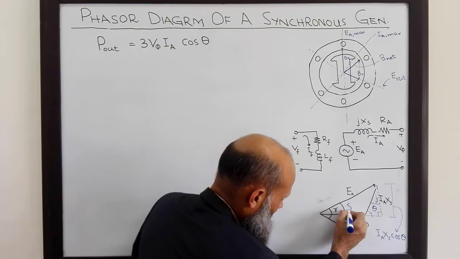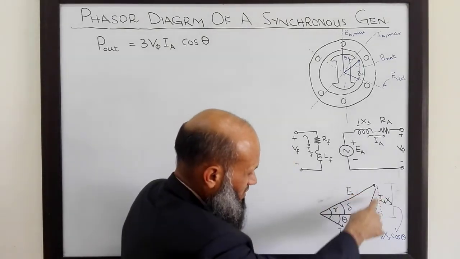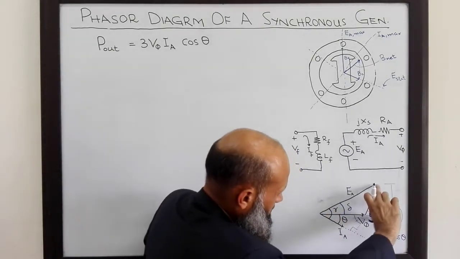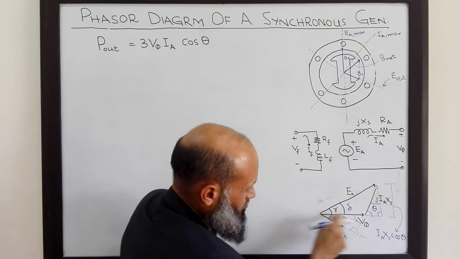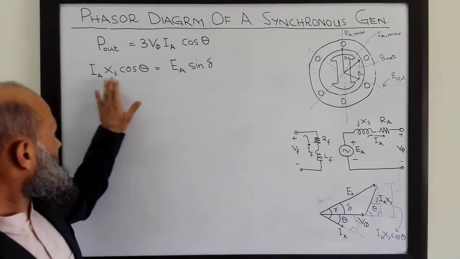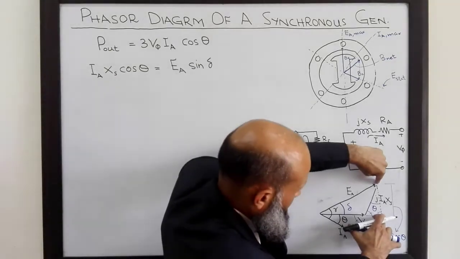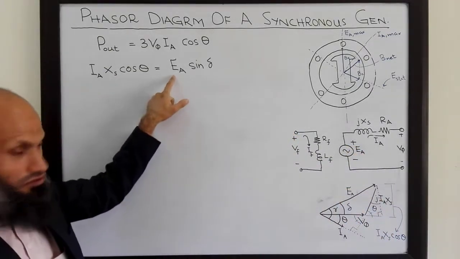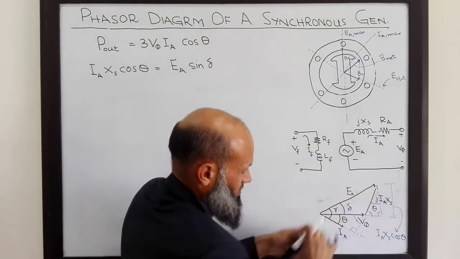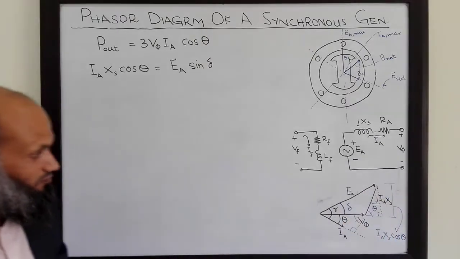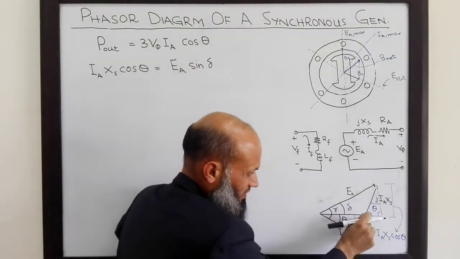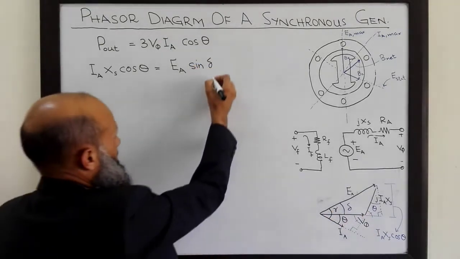So this length is IA XS multiplied by cosine theta, which you can also see is equal to, if I call this angle delta, the angle between EA and V phase, then this length is also equal to this length multiplied by cosine of this angle. That is IA XS cosine theta, this length, that is also equal to EA sine delta, EA multiplied by sine of this angle, to get this length. This angle delta is the angle between EA and V phase. It is also called the torque angle.